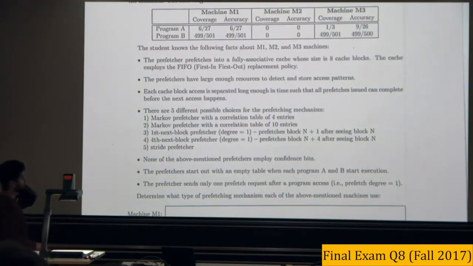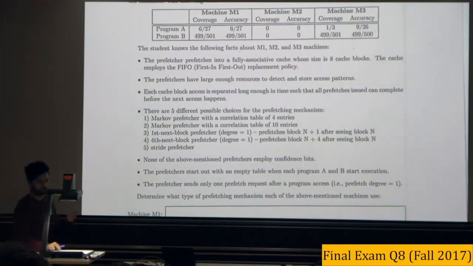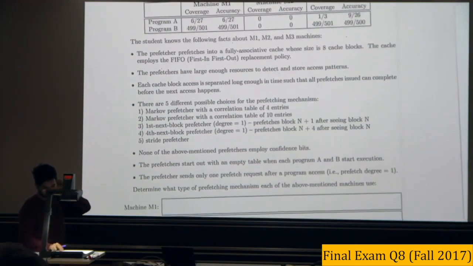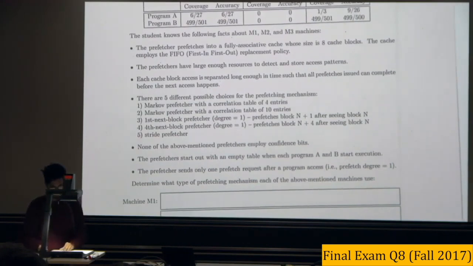So now the question is that none of them have any confidence bit, and they start with an empty table, and the prefetch degree is only 1. So that means we only send 1 prefetch request for each demand access. So now the question is: determine what type of prefetching mechanism each of the above-mentioned machines uses.